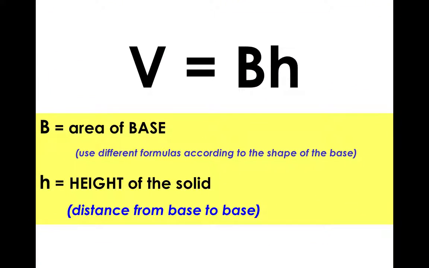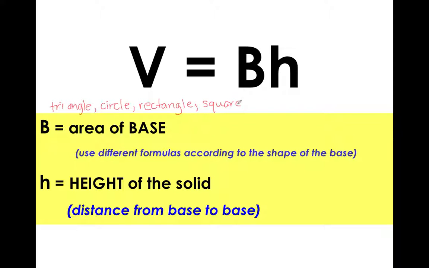So when we're talking about the volume of a prism, the first thing we need to remember is that the big B stands for the area of the base. And when we're talking about the area of a base, we need to understand that the base can be a triangle. The base can be in the form of a circle. The base can be in the form of a rectangle. And the base can be in the form of a square.